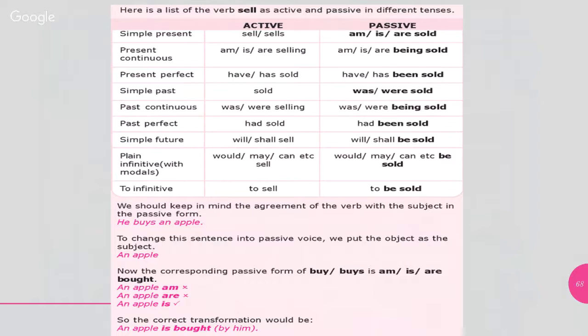We should keep in mind the agreement of the verb with the subject in the passive form. He buys an apple. To change this sentence into passive, we put the object as the subject. An apple is the object. It becomes the subject of the passive. Now the corresponding passive form of buy, buys is am, is, or are bought. So the correct form would be an apple is bought. You can say by him or not.